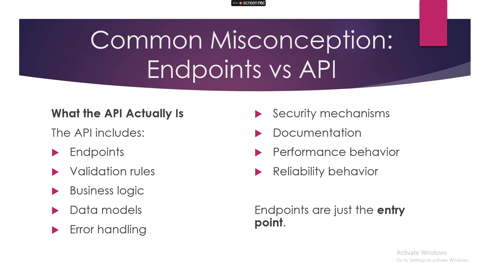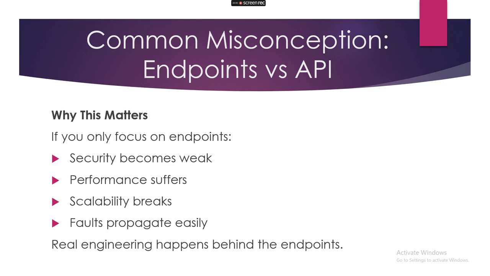So an API includes, right, endpoints, validation rules, business logic, data models, error handling, security mechanisms, documentation, performance behavior, reliability behavior, and so on. So endpoints are just like entry points. Again, very important to keep in mind. These are simple things that easily confuse people. But again, endpoints are not APIs as a whole. They're just part of the APIs, and an API includes so much more.